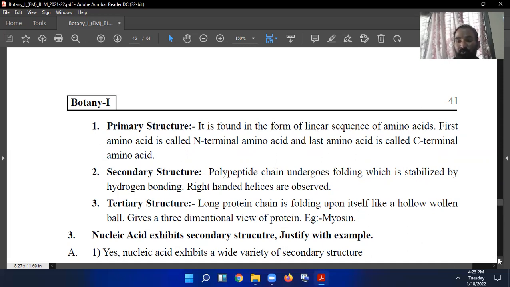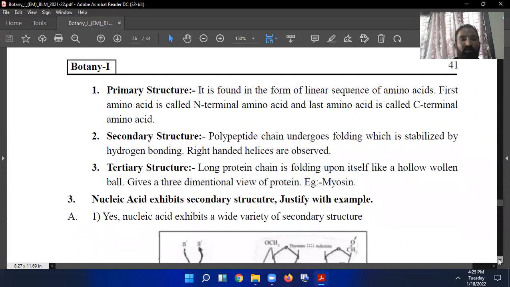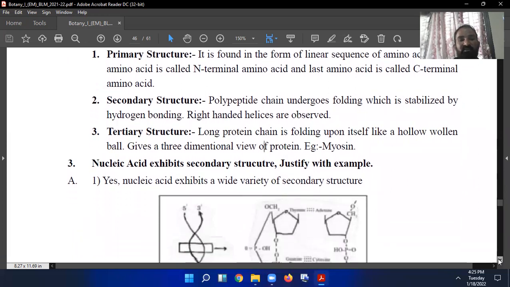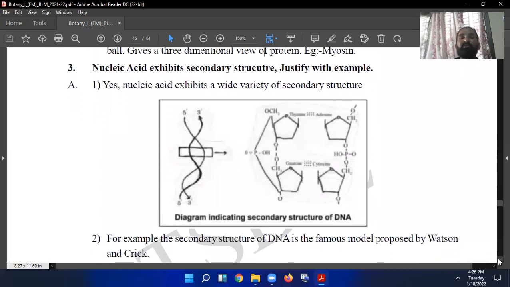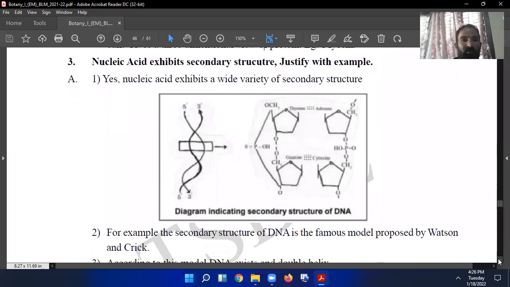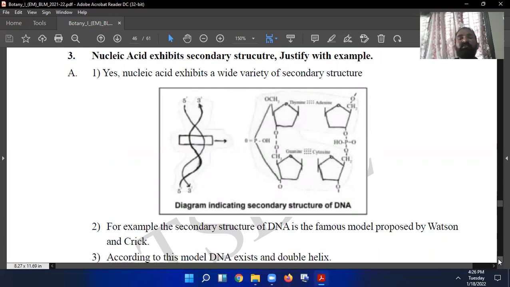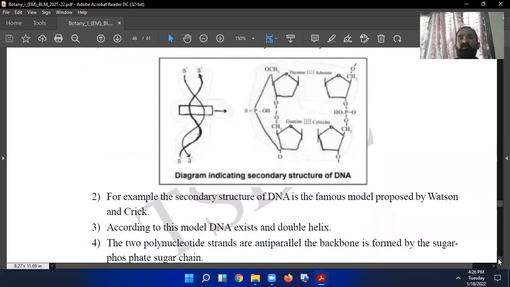Now the third question: nucleic acids exhibit secondary structure, justify with one example. It is also very important for the exam. Nucleic acids exhibit a wide variety of secondary structures. For example, the secondary structure of DNA is the famous model proposed by the scientists Watson and Crick. They proposed the helical structure of the DNA.